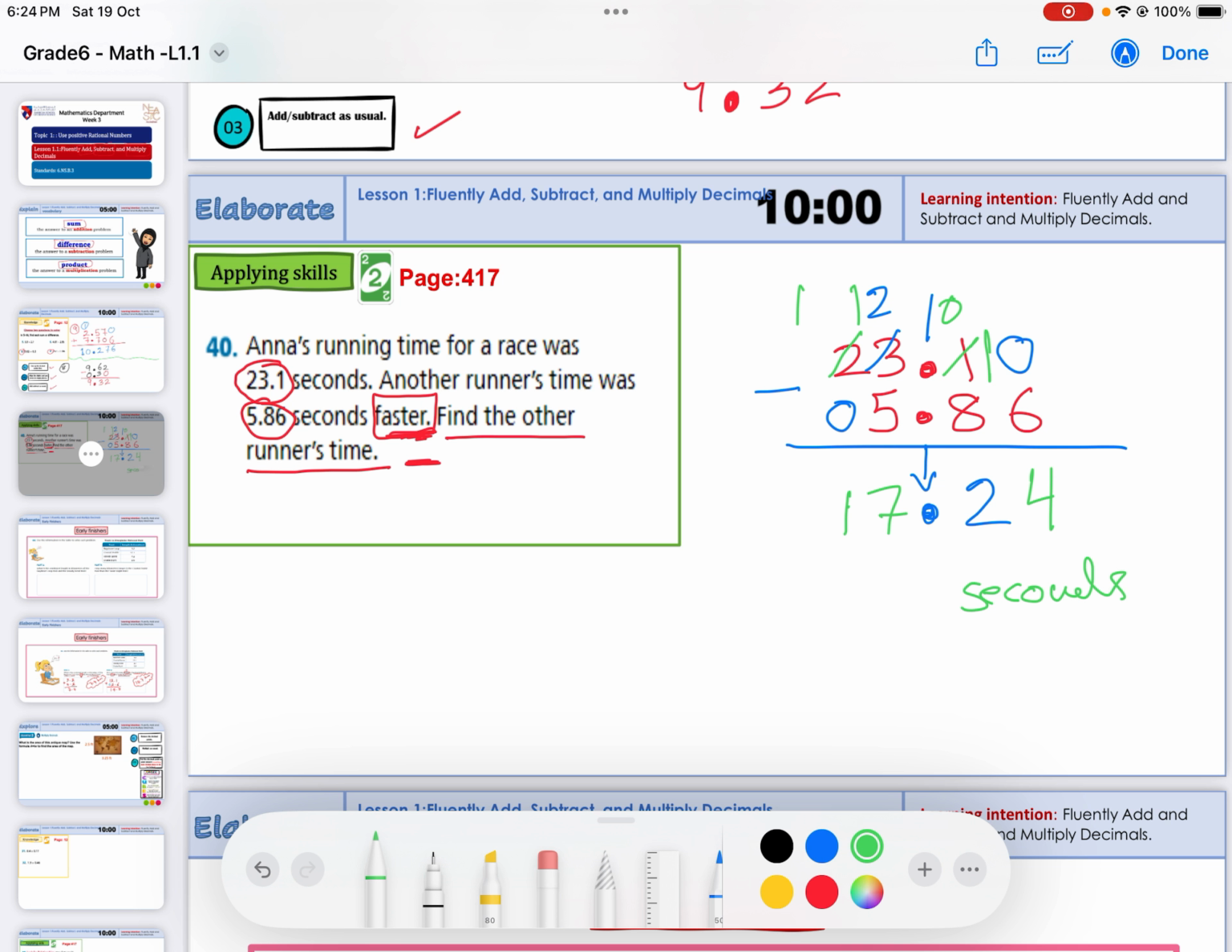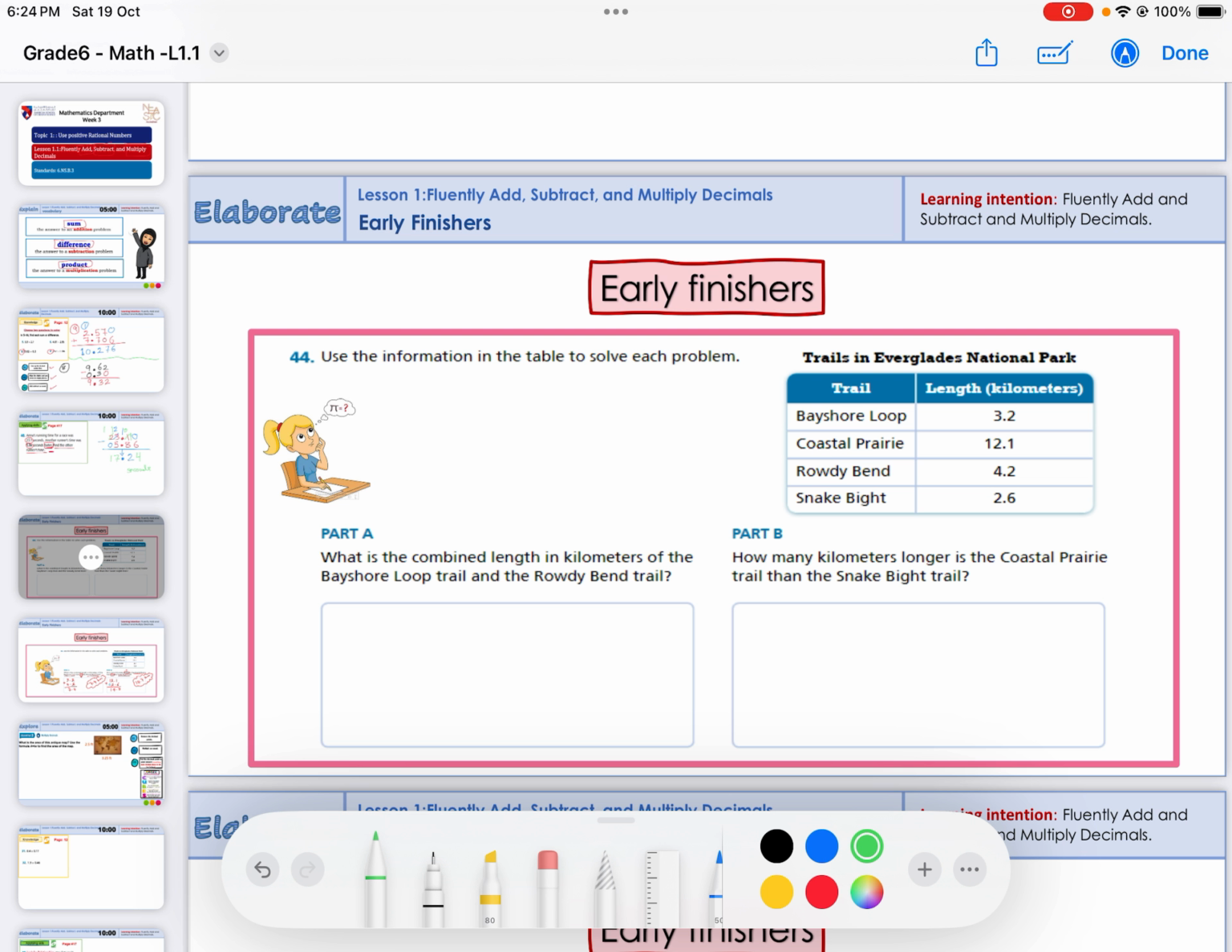Let's move on. Here we have another real life application, another word problem. But let's see what it is about this time. So here they're giving us a table of the trails in Everglades National Park. We have the trail names: the Bayshore Loop, the Coastal Prairie, the Rowdy Bend, and the Snake Bite. And the length for each one is given in the table. Okay, so let's start with part A.